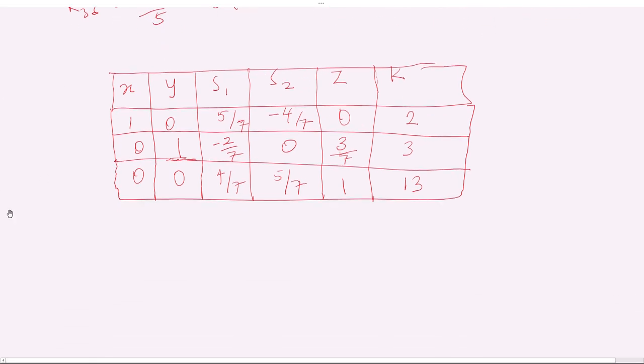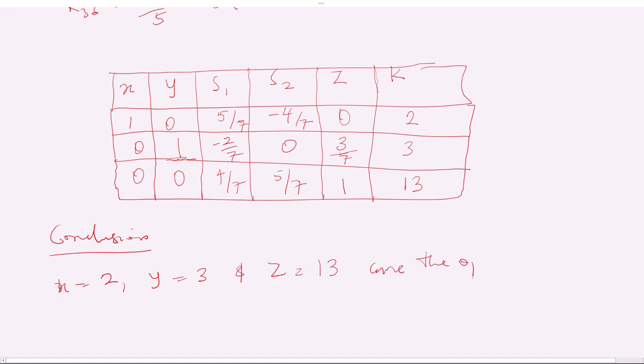According to what we are looking for, let me try to zoom this so that I can write a pretty conclusion. So in conclusion, we are going to x equals 2, y equals 3, and z equals 13 as the optimized solutions that maximize z.